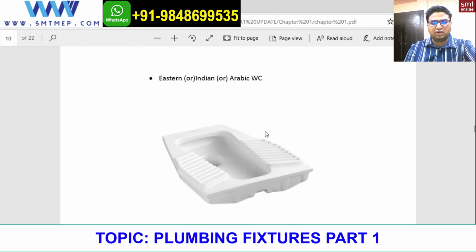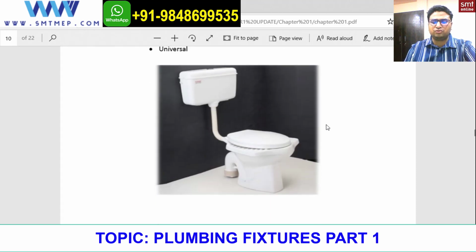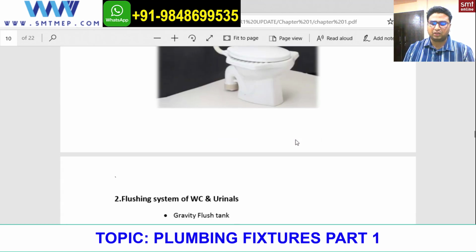Now, we have different classifications. The second kind of WC is Eastern, Indian or Arabic. If you see, this is a WC, one more. And the third one is universal. A universal WC is a combination of Eastern and Western. Generally you will not see this in common, because it is mostly seen in commercial places where tourists come, for example a restaurant or hotel, because different people have different kinds of usage. As per their need, they can use it as Western or as Arabic. As you can see, there are some pedestals here, so one can use it as per their habit.